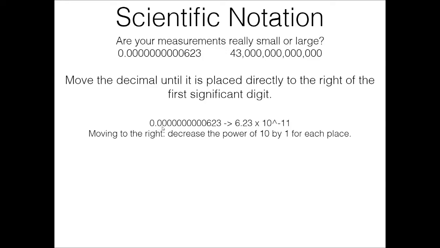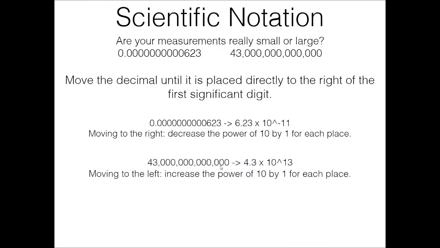So even just one spot to the right means 10 to the minus 1. And if you move another one, that's 10 to the minus 2. Okay, that's how it works for small numbers. For very large numbers, you have to move the decimal in standard notation to the left to get it into scientific notation. 1, 2, 3, 4, 5, 6, 7, 8, 9, 10, 11, 12, 13 spots. I had to move it to the left to put it from where it is understood to be after this last zero to between the 4 and the 3.